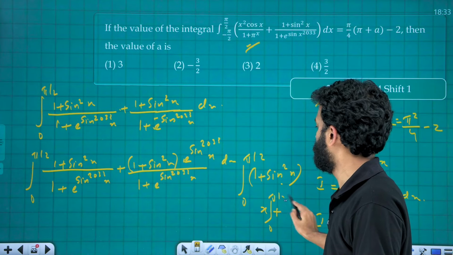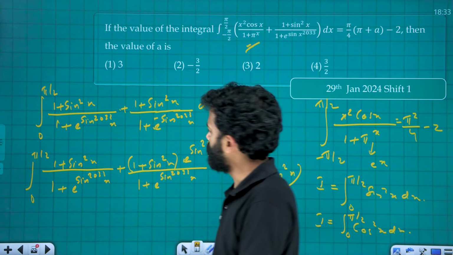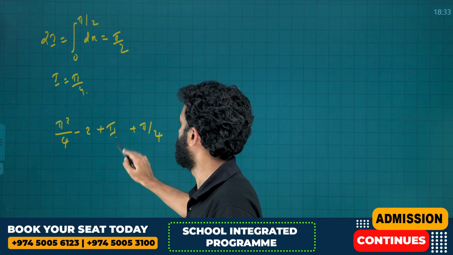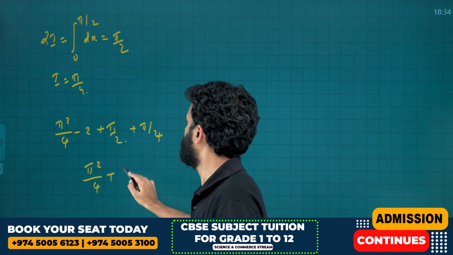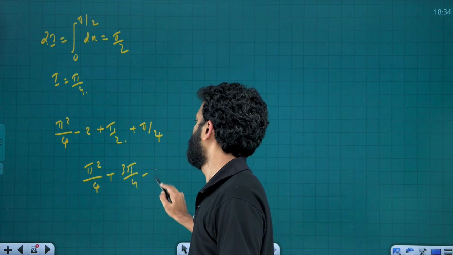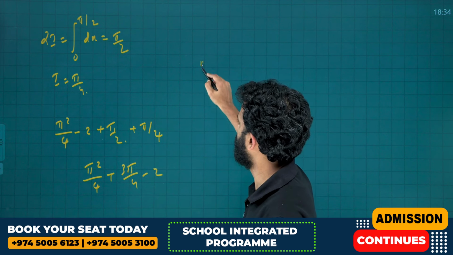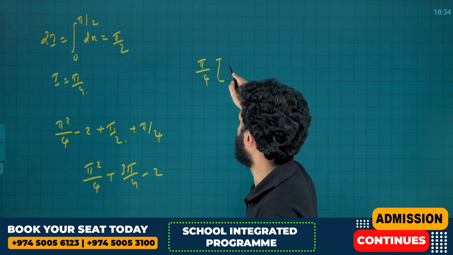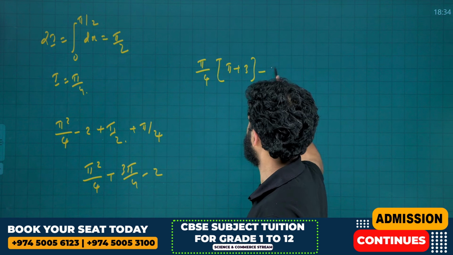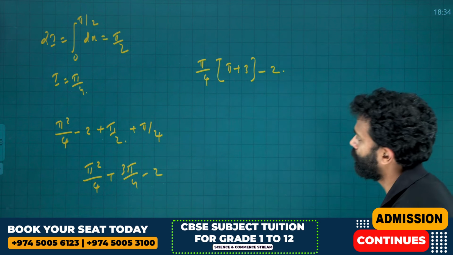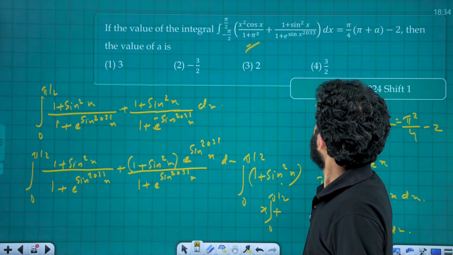0 to pi by 2. This will be pi by 2 minus 0, that is pi by 2, that is plus pi by 2. Therefore, pi square by 4 plus this will be 3 pi by 4 minus 2. Take pi by 4 outside, you will get pi by 4 into pi plus 3 minus 2.